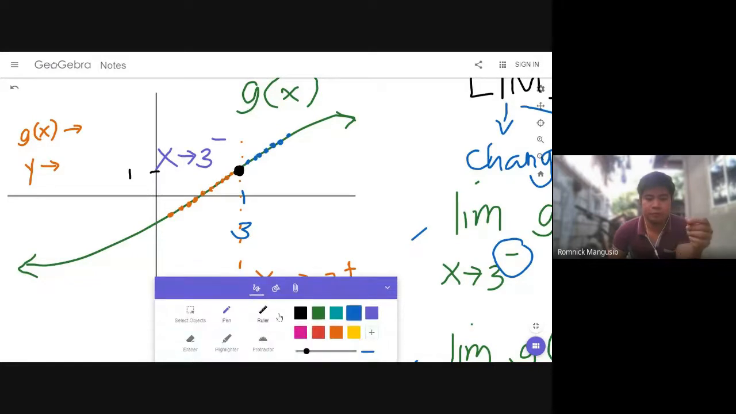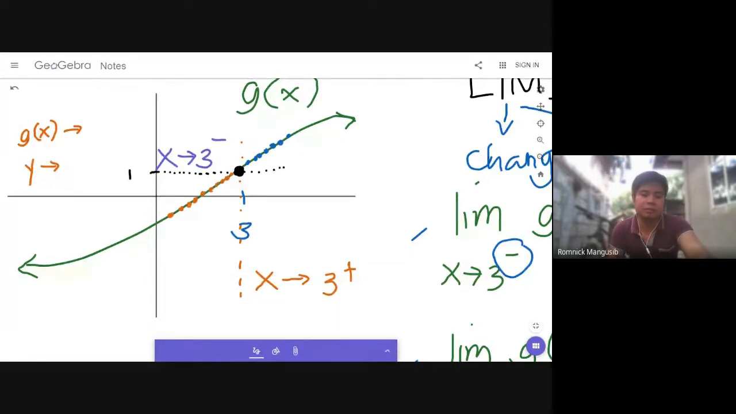We are now moving to graphical analysis. Kailangan nyo muna maintindihan ito. Graphical analysis. Okay, it's all about understanding limits through the graph. John Luis, what do you think is your answer? Y approaches what?